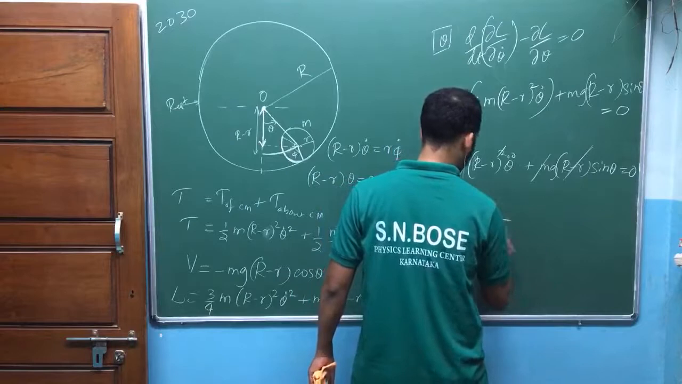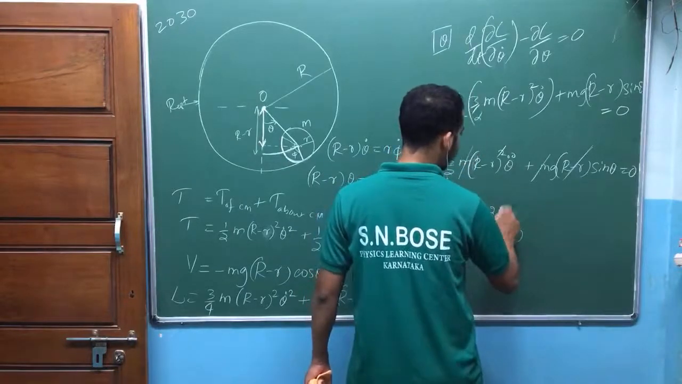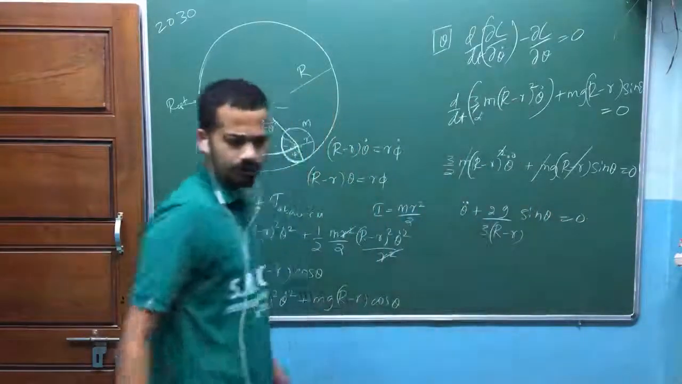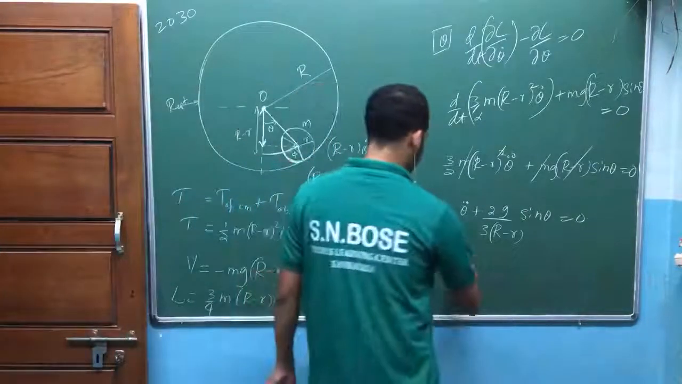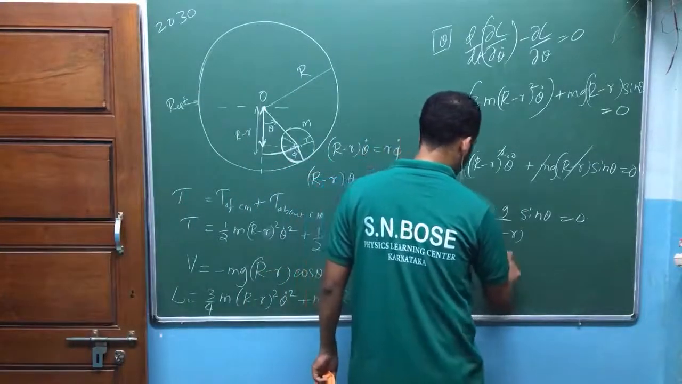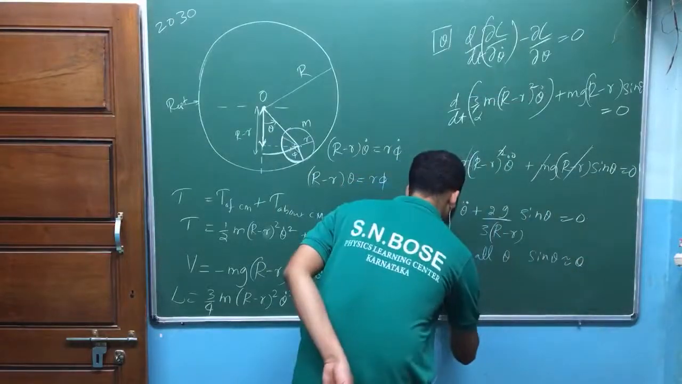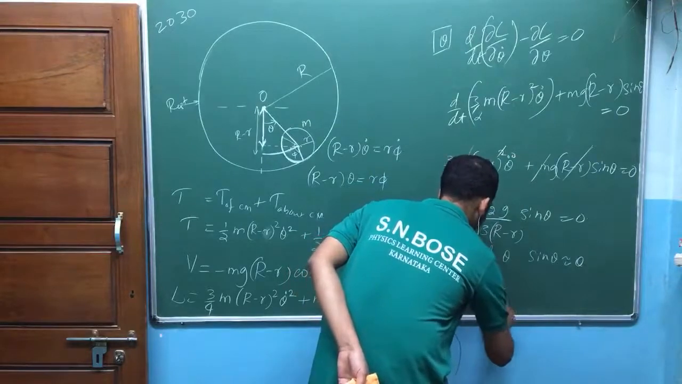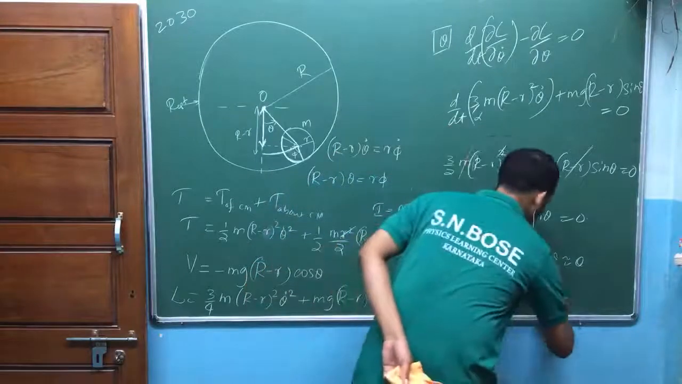2 by 3 into r minus r, what is this one? g, am I right? g will remain. Sine theta is equal to 0. I hope you can do this mathematical step. Now for small theta, you can write sine theta nearly equal to theta, am I right? This is equal to theta double dot plus 2g by 3 into r minus r times theta is equal to 0.